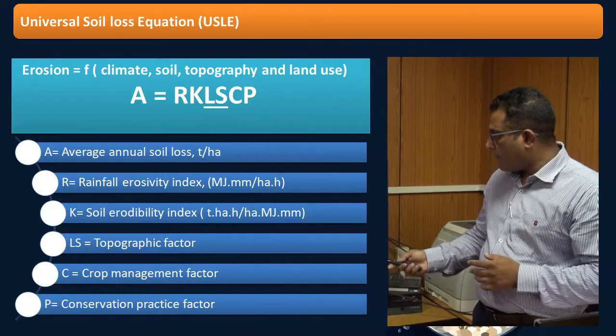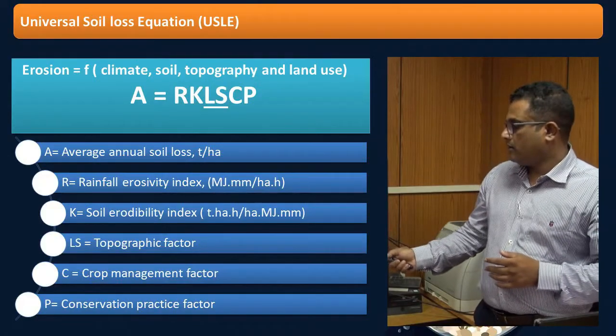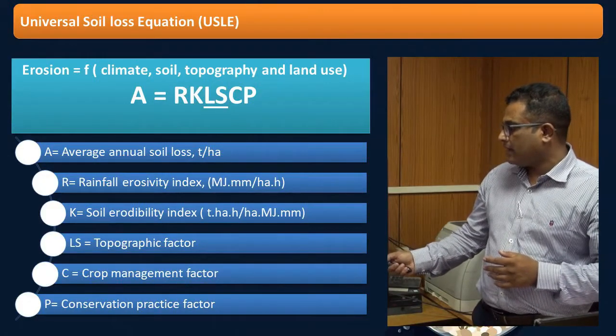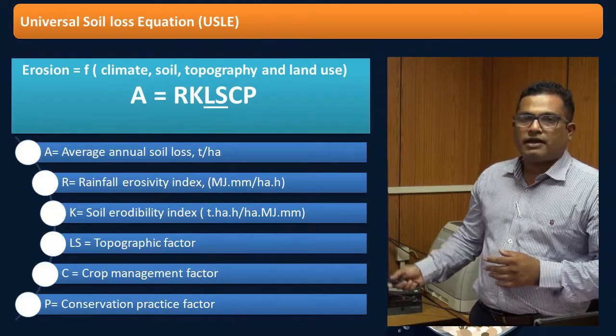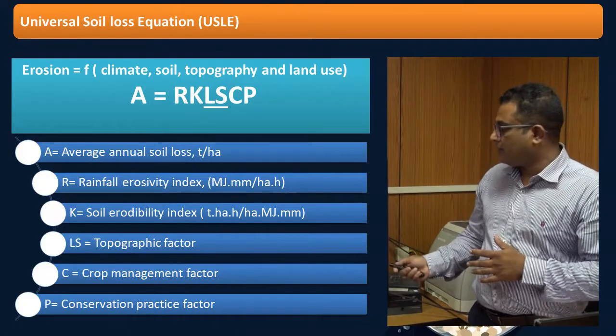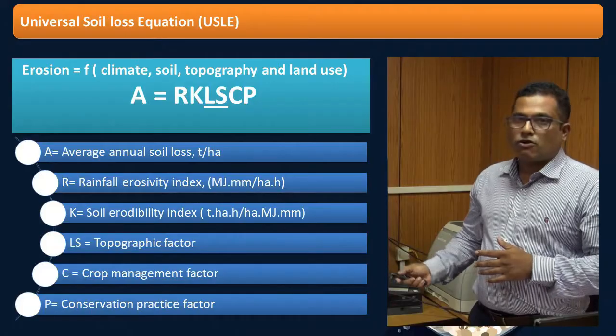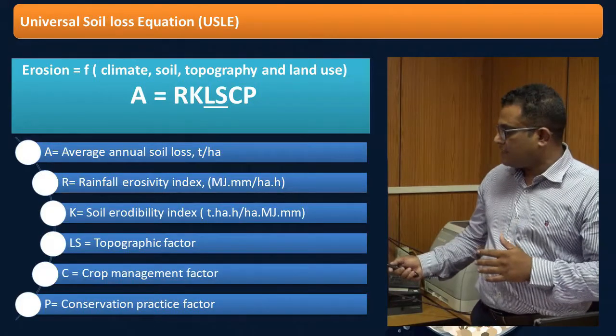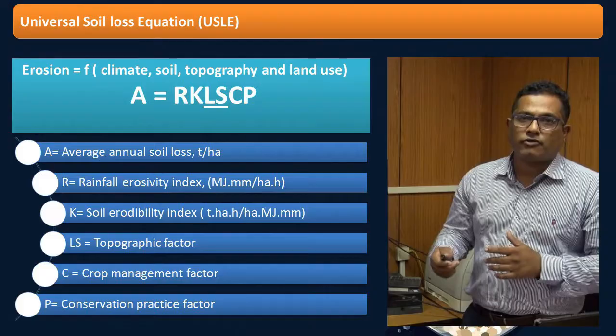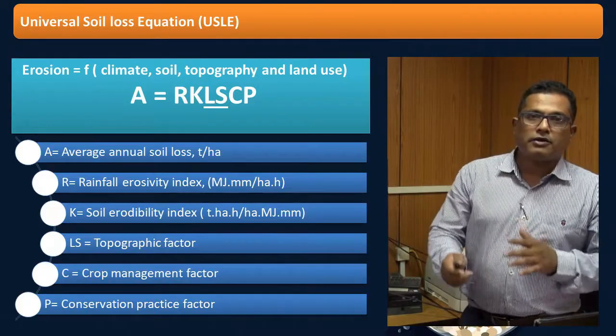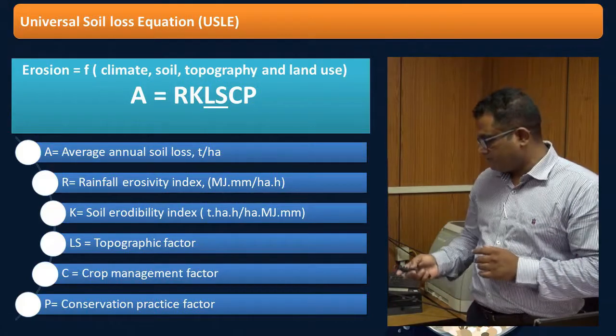So in a properly conserved land, this LSCP can be managed. Even for L and S the control is less, but this C and P is something which is under our control and through which we can reduce the impact of soil erosion.